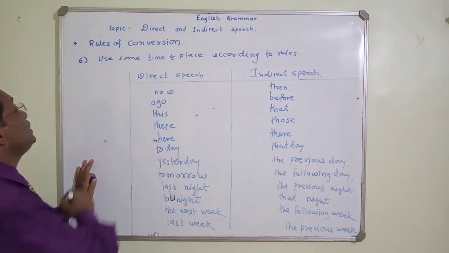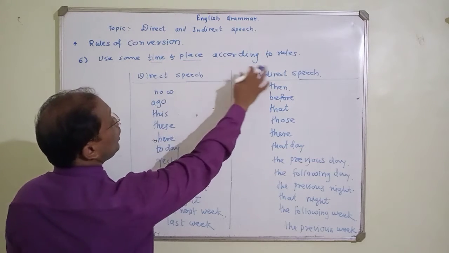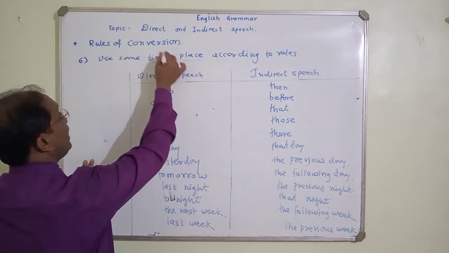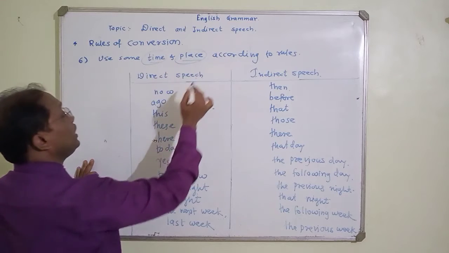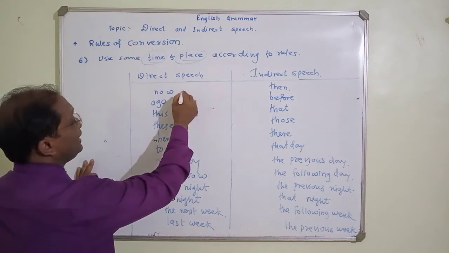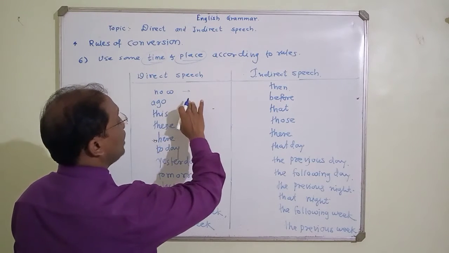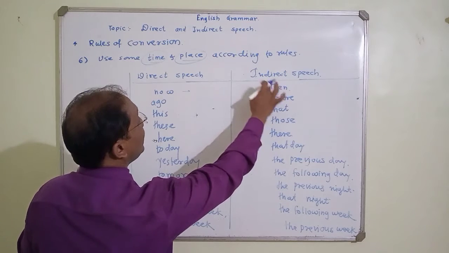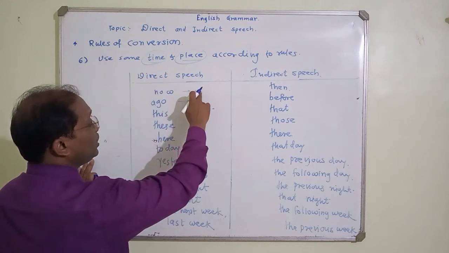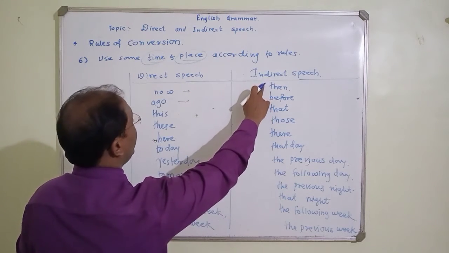Number 6, we will see here. Use time and place according to the rules of direct and indirect speech. Let's see what time and place words change in indirect speech. Suppose 'now' is used in direct speech, at that time instead of 'now' we use 'then' in indirect speech. Then if 'ago' is used in direct speech, instead of that we use 'before' in indirect speech.